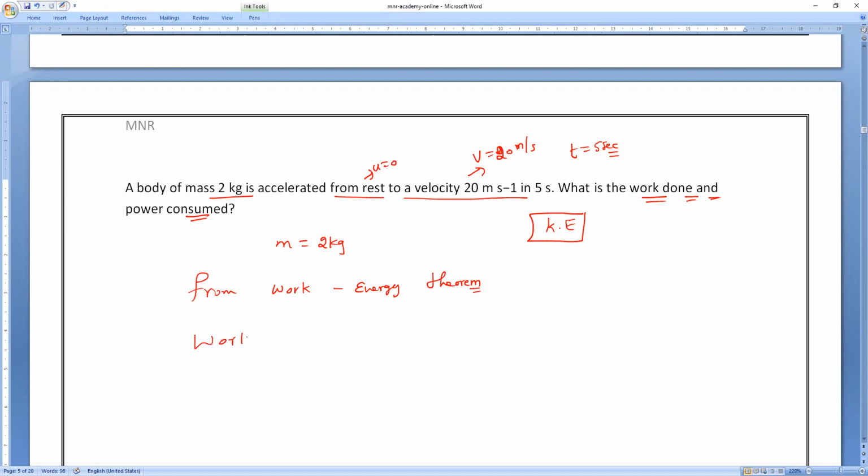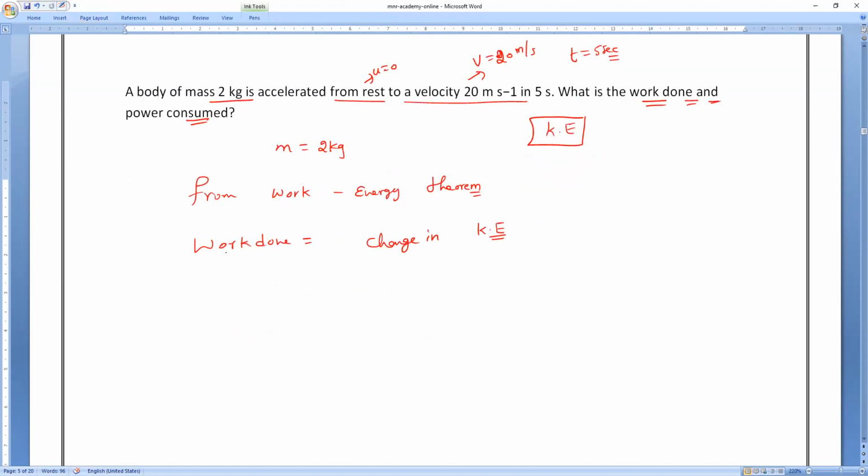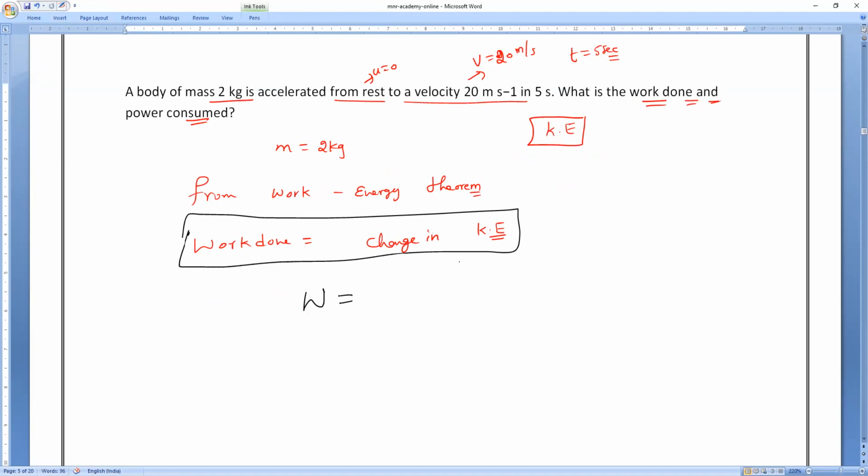Work done is equal to the change in kinetic energy of the body. Am I right or wrong? You must simplify. I don't want a definition by heart. What is work energy theorem? The amount of work done is for changing the kinetic energy. That's what it is. Work done is equal to change in kinetic energy. So that's all.